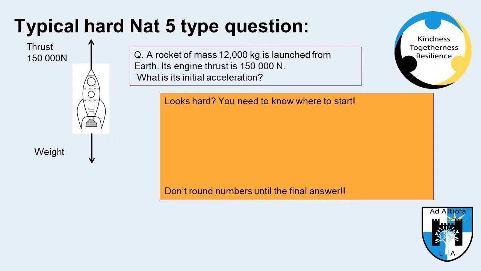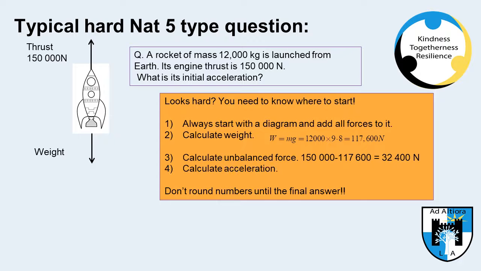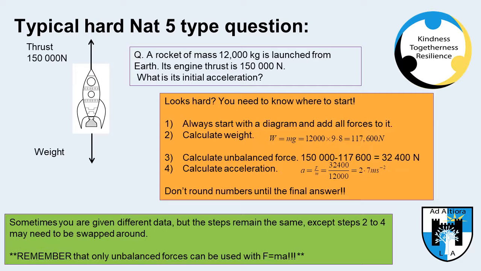Because I've got a time limit here, I'm going to go through this very quickly. It does say at the bottom, don't round down numbers until the final answer. It's really important. I've added the forces to the diagram there. Calculate the weight in the normal way. Calculate the unbalanced force. Well, that's the difference between the thrust going up the way and the weight going down the way. And then calculate the acceleration using a equals F over m. Very important: F is the unbalanced force. Yep, check that out. That works out there. That's okay to put in there.